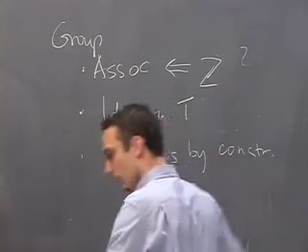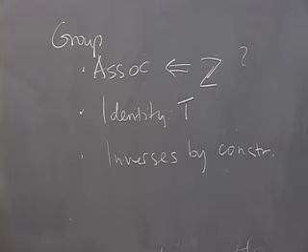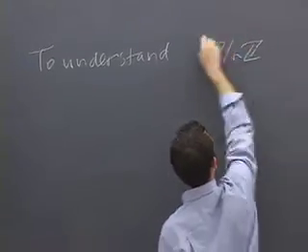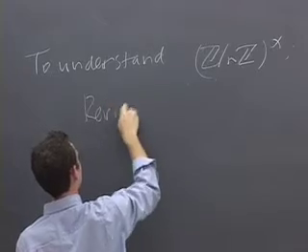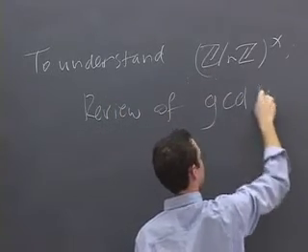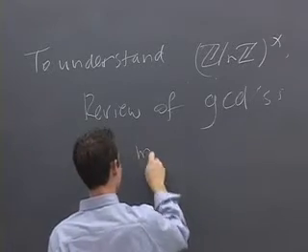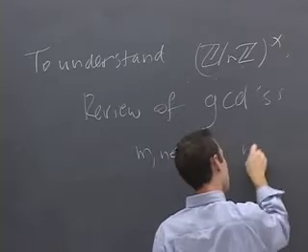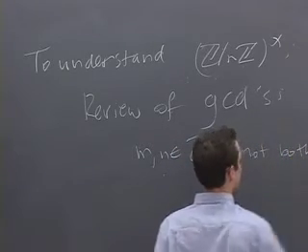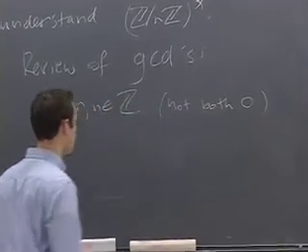So let's have a brief recall on GCDs, because we're going to want to discover the structure of this thing. We want to know what this thing looks like. And it turns out that this is tied up with some very elementary arithmetic. So, to understand Z mod nZ star, a review of greatest common divisors. If I have m and n integers, I'm going to assume they're not both 0. It's just a hypothesis that's going to make theorems easier to write down.